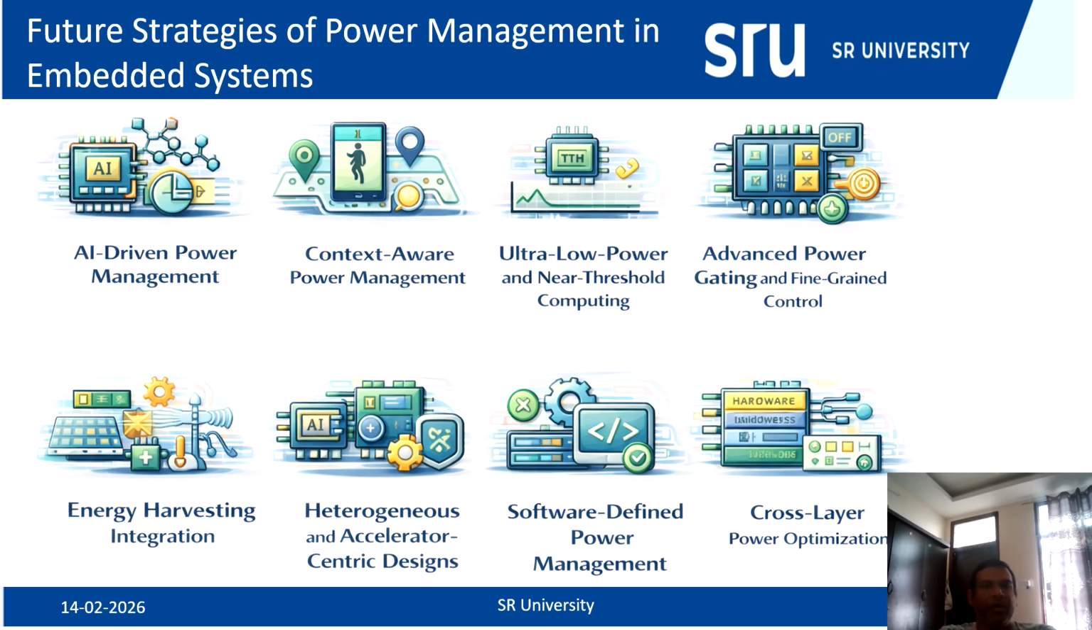Next one is software defined power management. Power management will become more software defined, allowing updates and optimization through firmware rather than hardware redesign. This flexibility enables long-term energy optimization even after deployment. And the last one is cross-layer power optimization. The future strategy will emphasize cross-layer optimization where power management decisions are coordinated across the hardware, operating system, middleware, and application. So this holistic approach ensures maximum efficiency at the system level rather than the isolated component level.